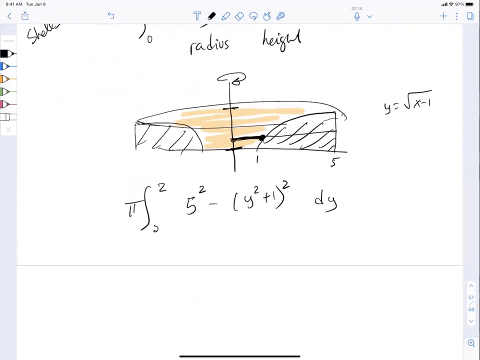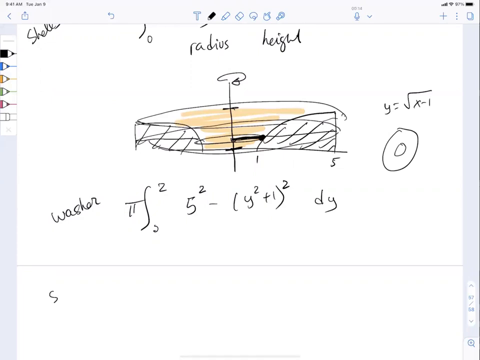This problem actually begs to be done with cylindrical shells. So this is a washer method. Again, remember, washer and disk methods are the same thing. It's just whether your shapes turn out to be disks or washers. Do they have a hole in the middle for washers or not? Basically, if I take this rotated version and look at it from the top, it looks like this for every single one of those. That's the washer.